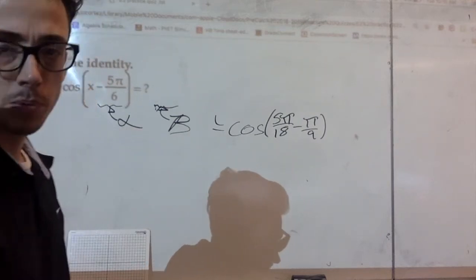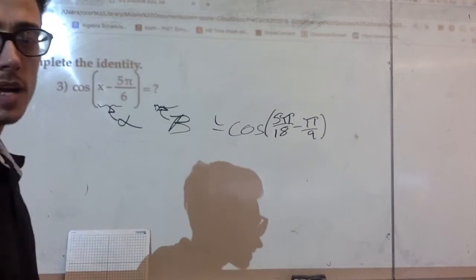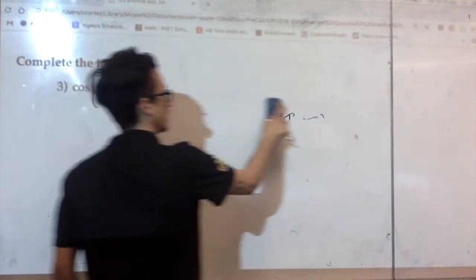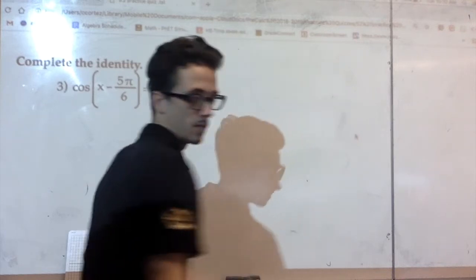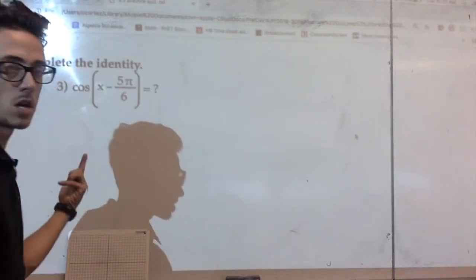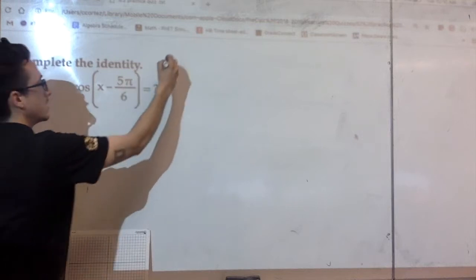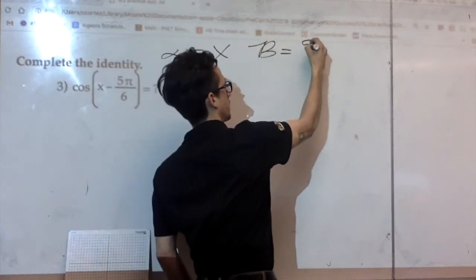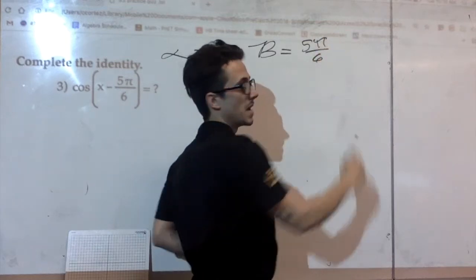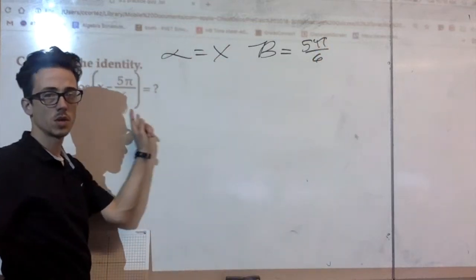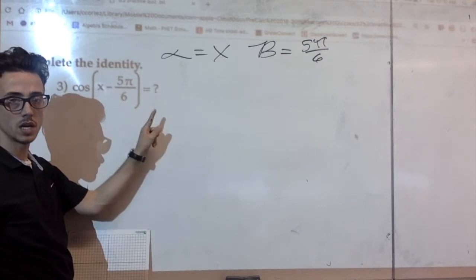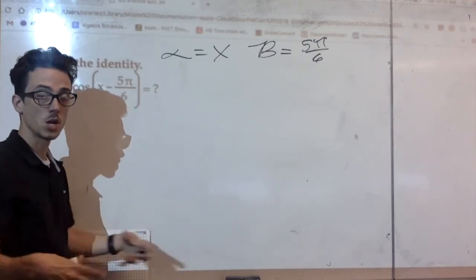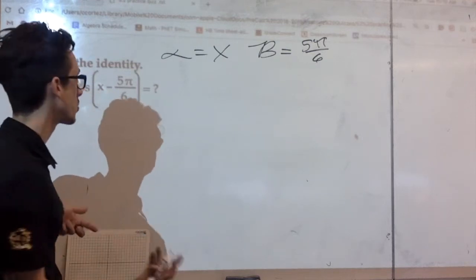We then start to complete identities with cosine of x minus 5 pi over 6. So I know that just based off of this, alpha is x, beta is 5 pi over 6. I know that we're subtracting and it's a cosine expression. So based off of the first slide that was in this video, I know that I'm going to have to be using the following equation.